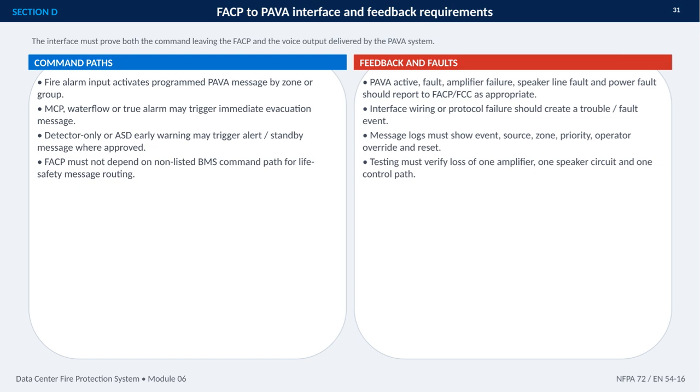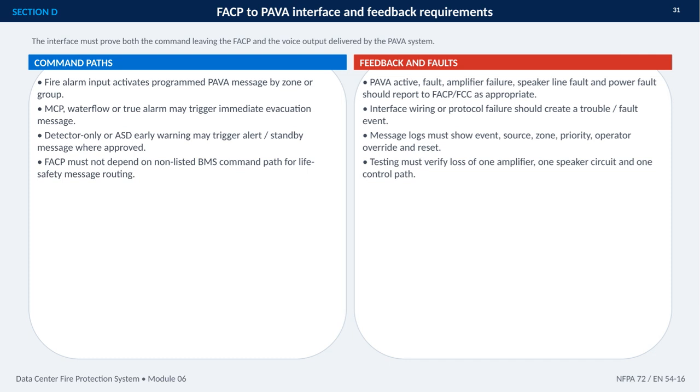A fire alarm input can activate a programmed message by zone or group. Manual call points, water flow, or a confirmed alarm may require an immediate evacuation message, while detector-only or aspirating smoke detection early warnings may use an alert or standby message where approved. Critically, life safety routing cannot depend on an unlisted building management system path.